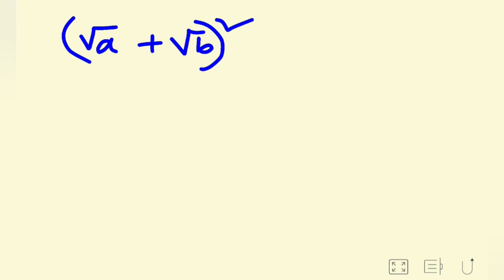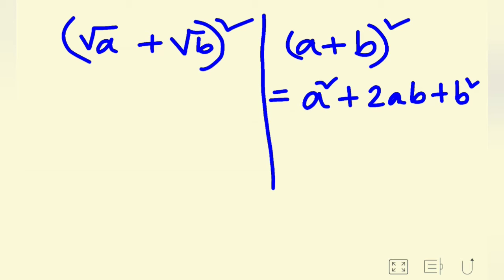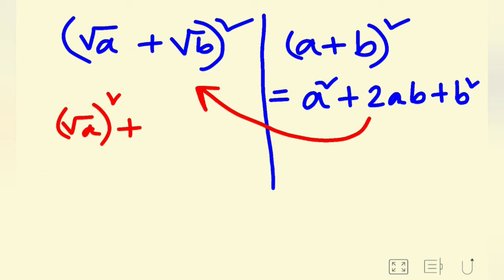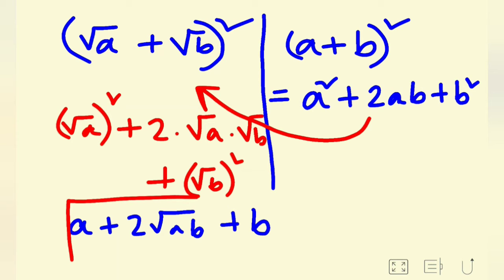Now we will see another thing: if there is any problem like root over A plus root over B whole square. We know the formula (A plus B) whole square is A squared plus twice AB plus B squared. If we put this formula here, we get root over A whole square plus 2 root over A into root over B plus root over B whole square. So we get it in this format: A plus 2 root over AB plus B. So this is the formula we will use.